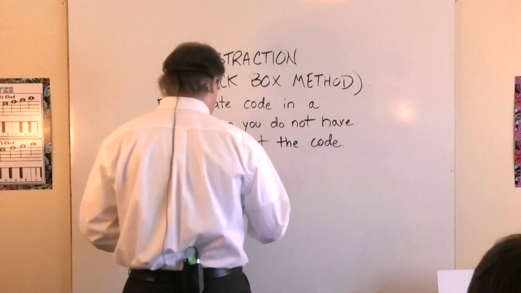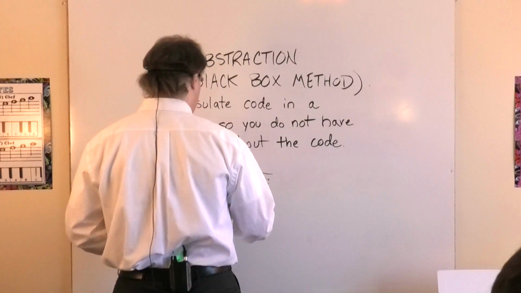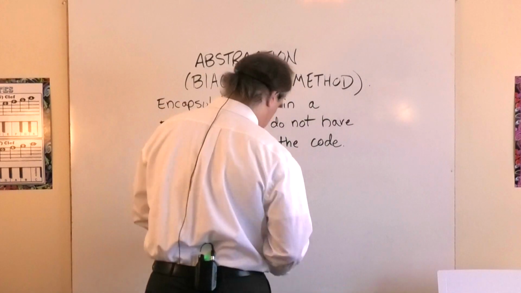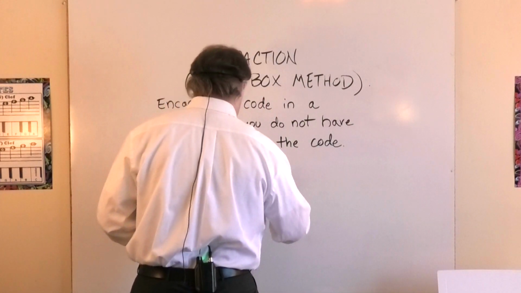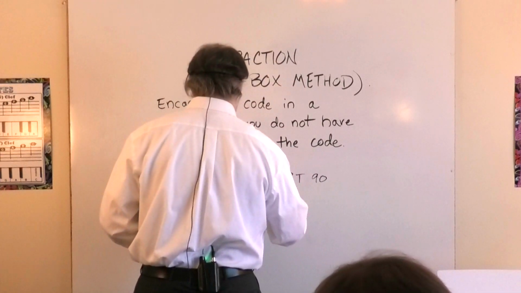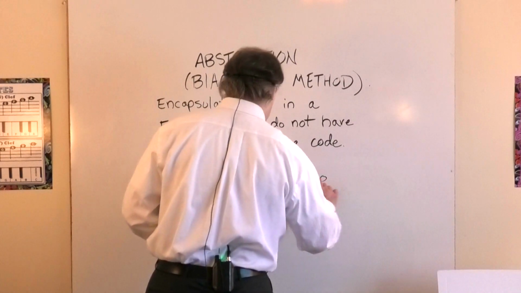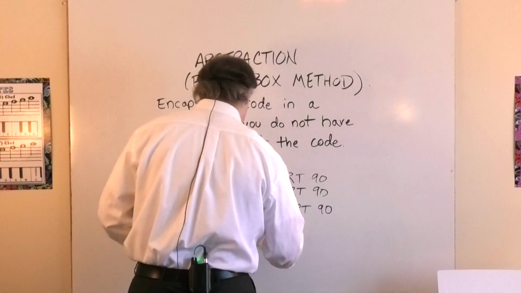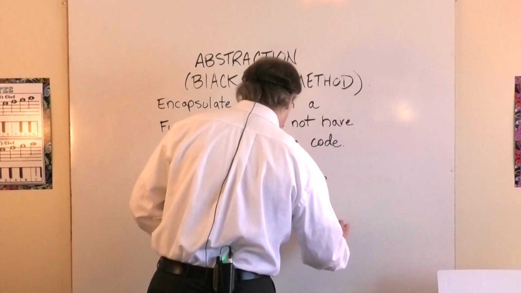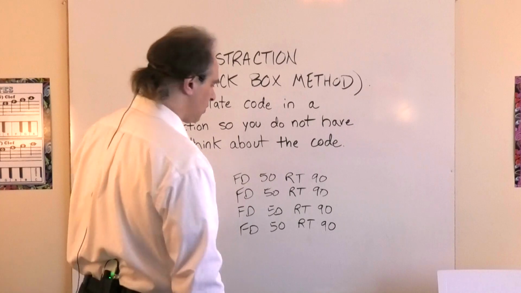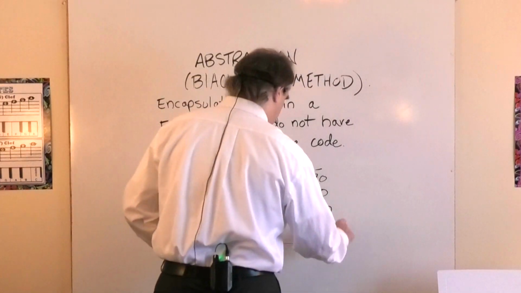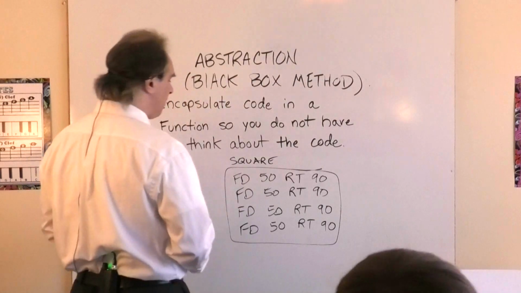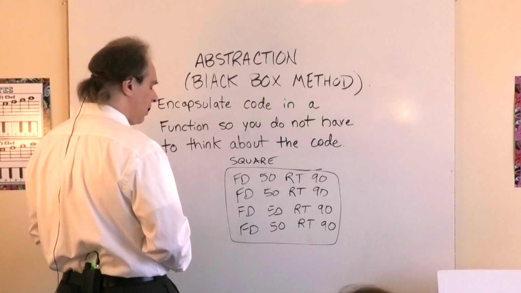So we're going to write some lines of code to make a square: forward 50, right 90, forward 50, right 90, forward 50, right 90, forward 50, right 90. Well, we don't want to have to write that every single time we want a square. So we're just going to take all of that, put it in a function and call it square. And now I no longer have to write all of this every time I want a square. I just write the word square.